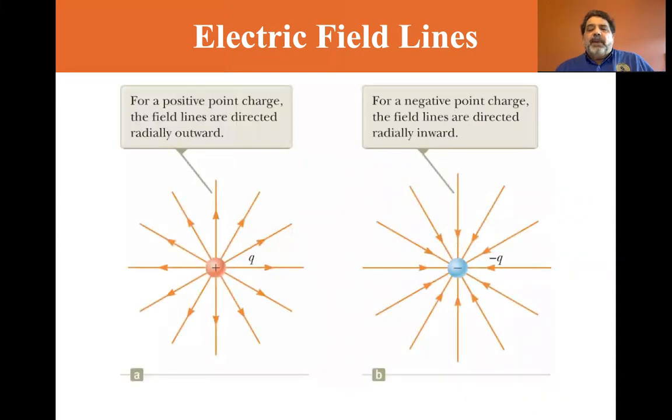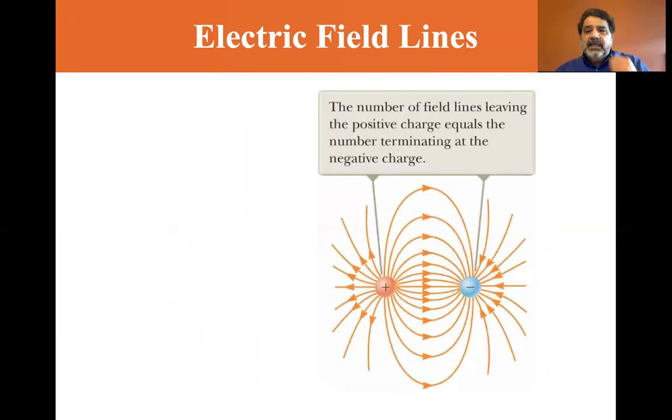Okay. Now, for a positive point charge, the field lines are directed outward. So positive, they're going out. For a negatively charged point charge, the field lines are directed radially inward. The number of field lines leaving the positive charge equals the number terminating at the negative charge. In this case, they're both the same charge. If the positive were twice the charge of the negative, then there would be twice as many lines coming out of it. But I'm probably jumping the gun.